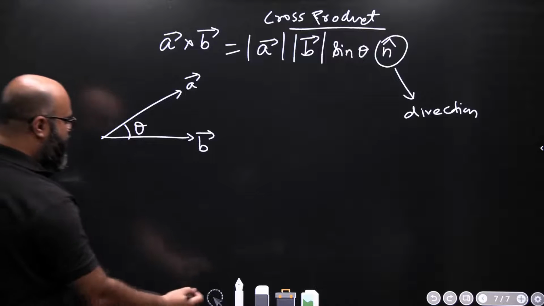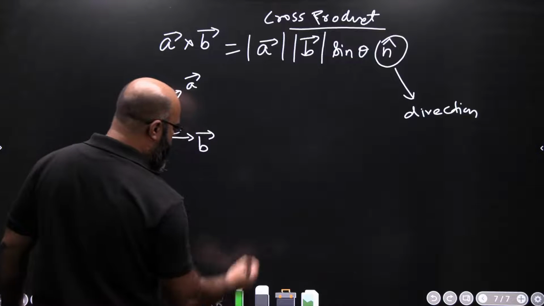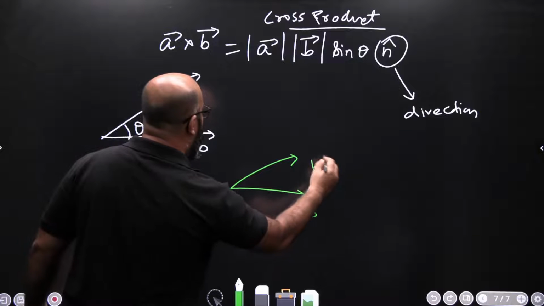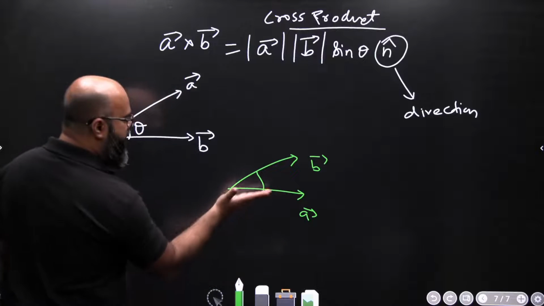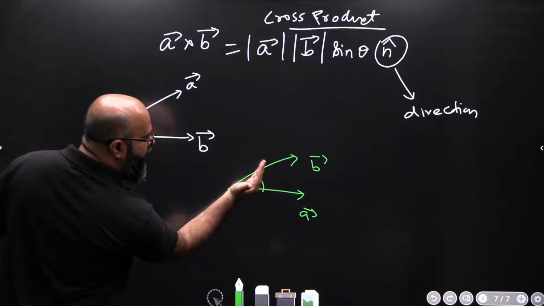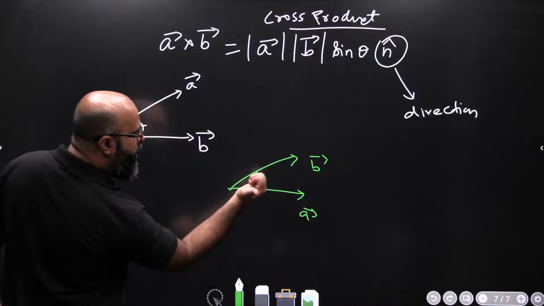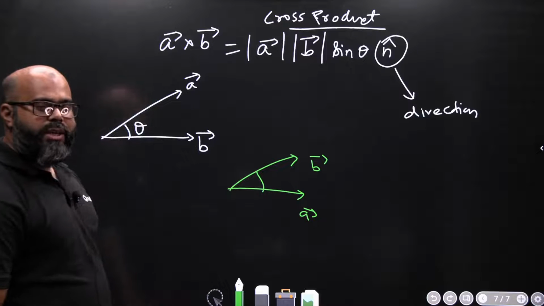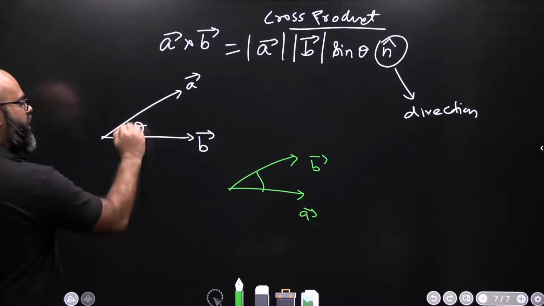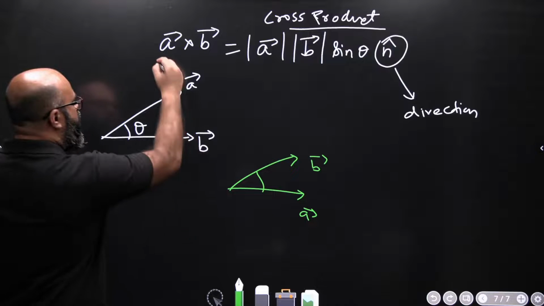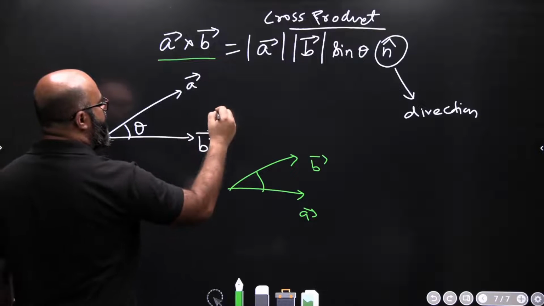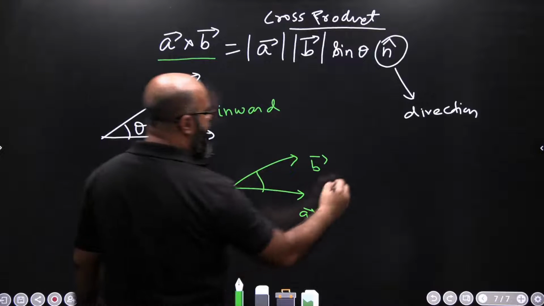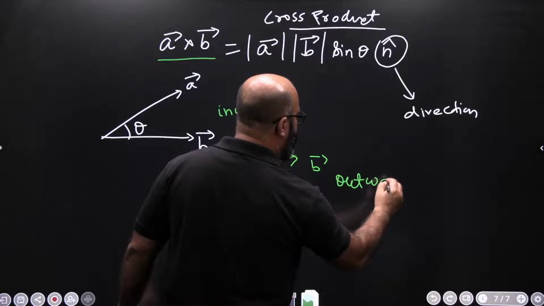If the vectors are like this, suppose this is A, this is B, and you have to find the cross product, then A would be here and you will move it like this, and the thumb will point outward. So it is outward, perpendicular to the plane again, but it is outward. Here it is inward, here it is outward. So for A cross B, here it is inward to the plane and here it is outward to the plane.